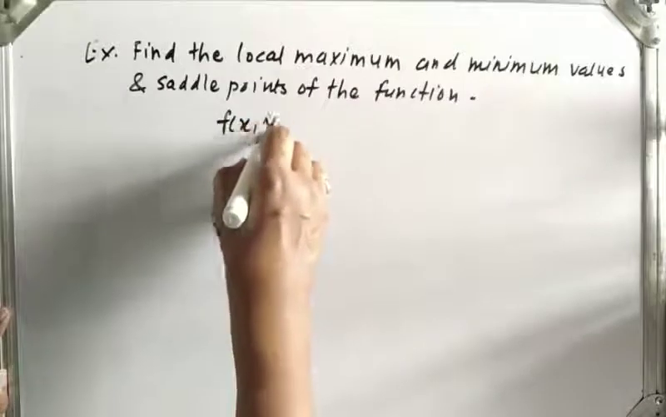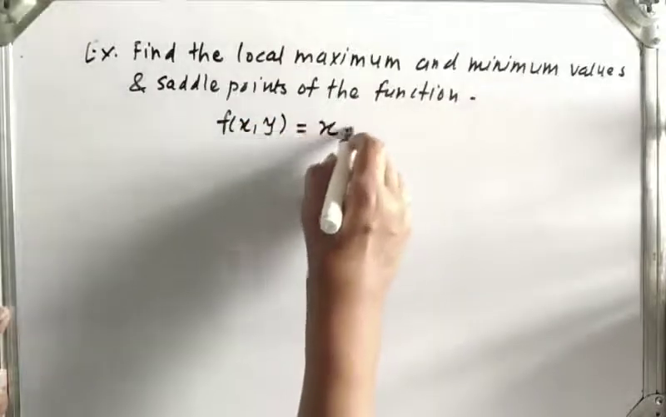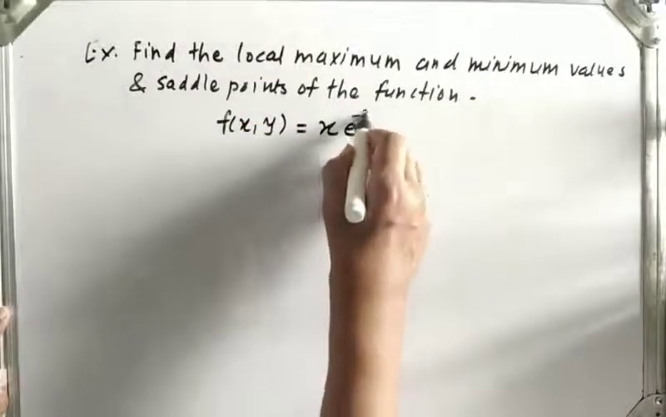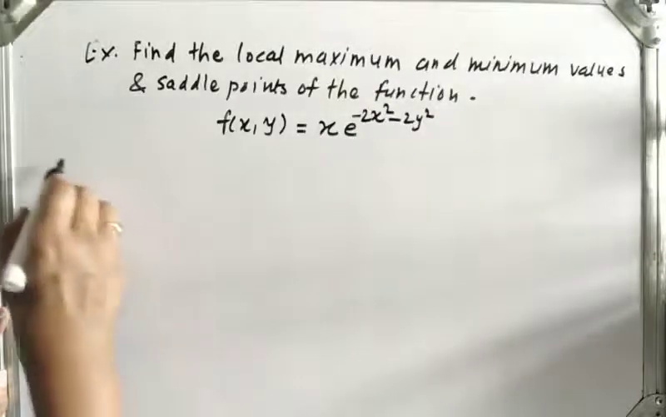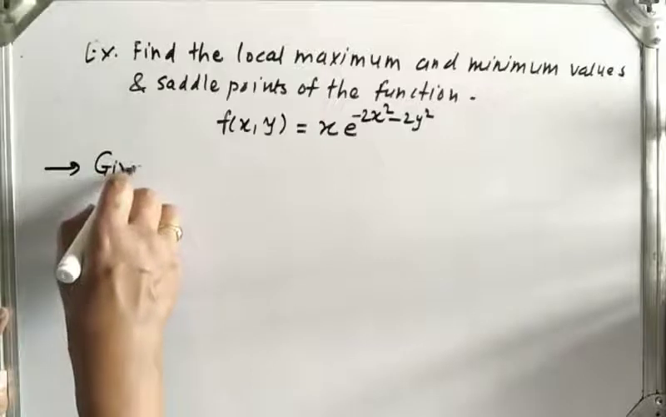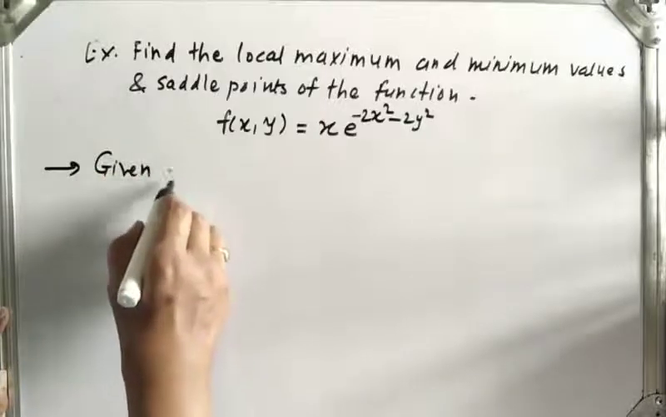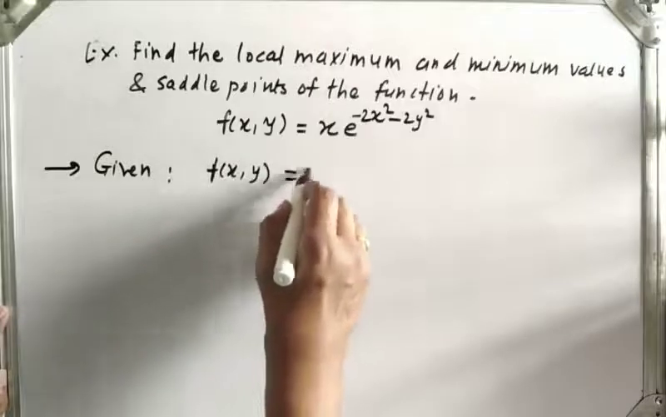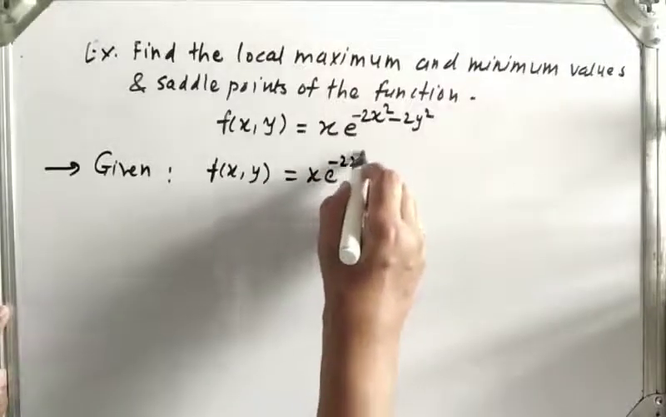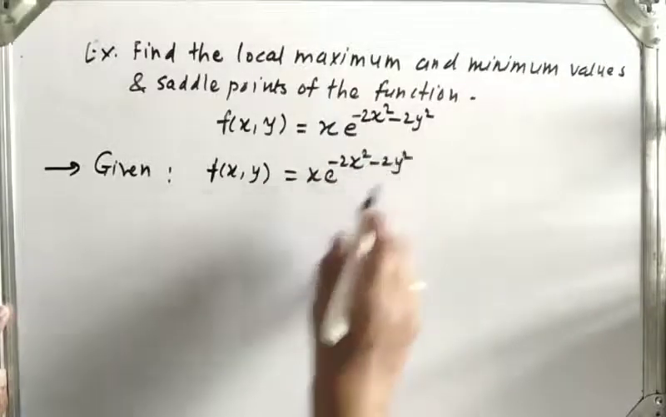f of xy. The function is f of xy is equal to x e raised to minus 2x square minus 2y square. So in the solution, what is given? The given function is f of xy is equal to x e raised to minus 2x square minus 2y square.